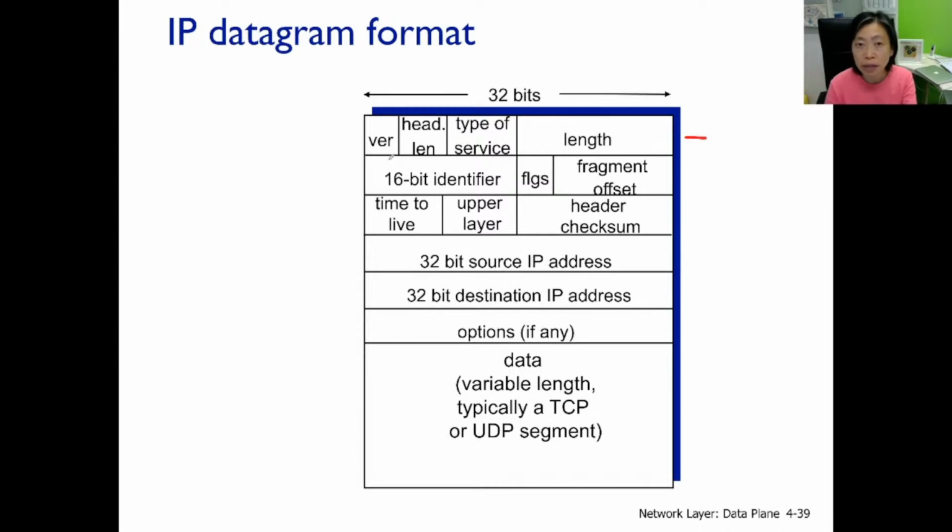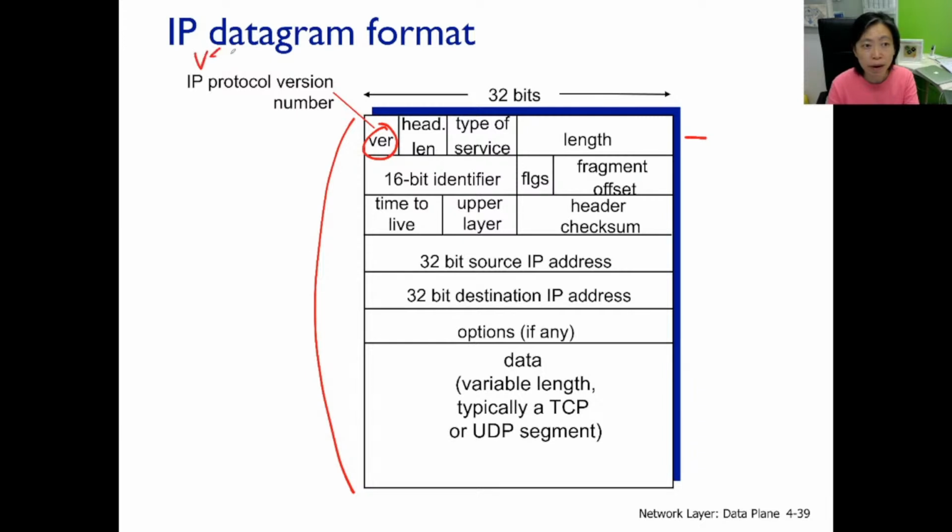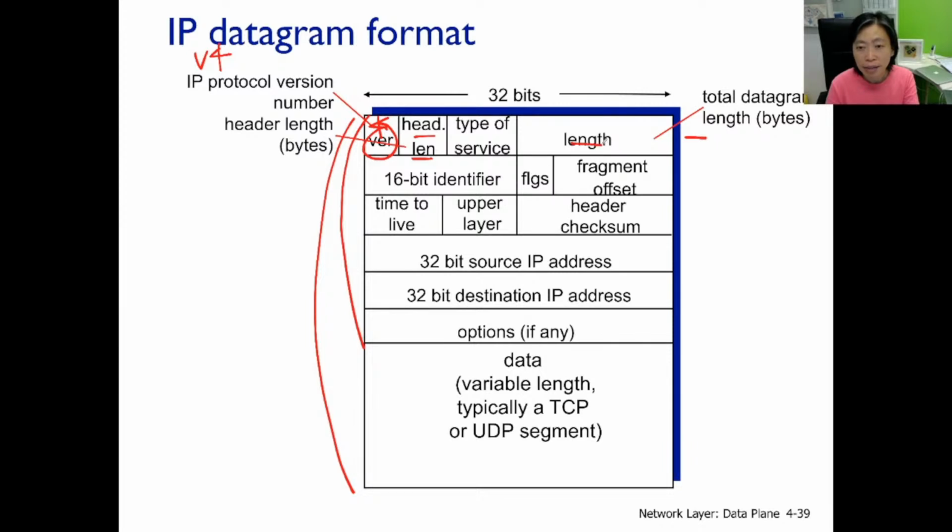So focus on the first row now. First field there is called the version. The packet we are showing here is defining IP version 4, so the version number will be 4 here, always. Then two other fields, header length and length. The header length tells the size of the header, and the length tells the entire packet size.